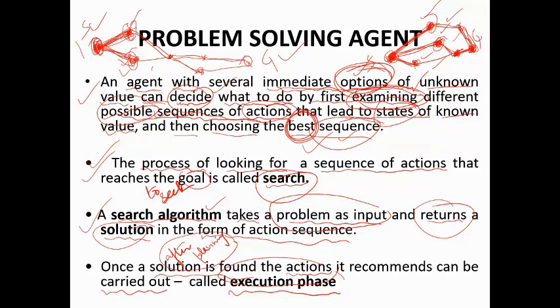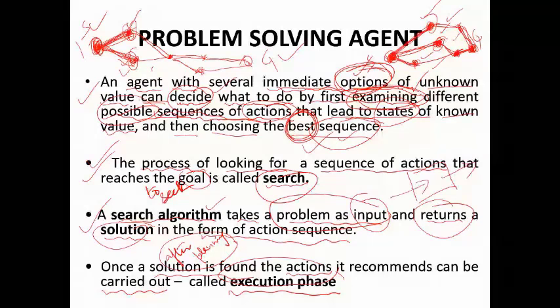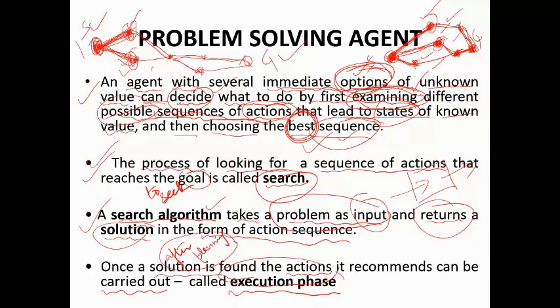Then the third point is that search algorithms take the problem as input. Let's say we consider the agent as a cost, so the search problem is considered as input, and the solutions are output. You can think like this. So search algorithms take a problem as input and return a solution as output, in the form of an action sequence, which is done by the agents. So the agent gets the problem, and they solve the problem using a series of actions, which is called an action sequence.